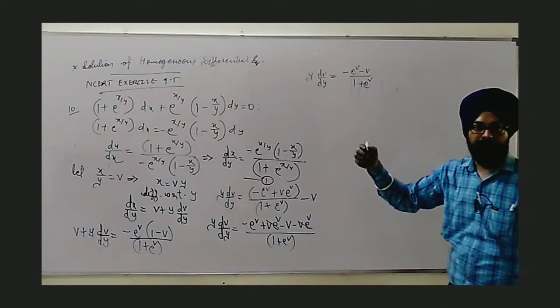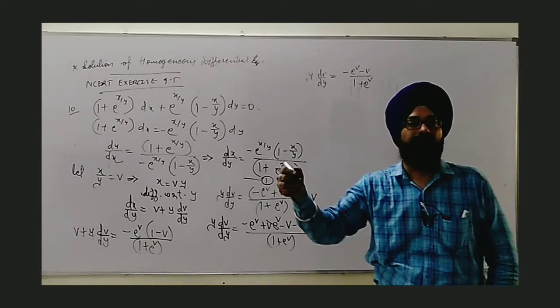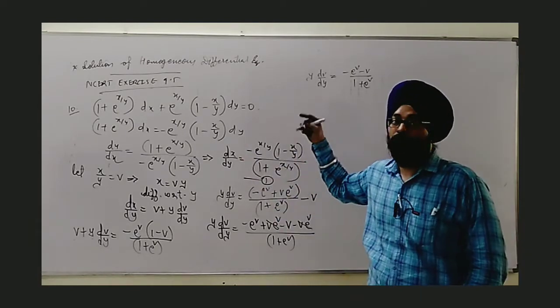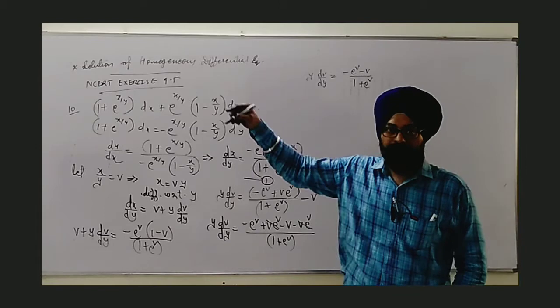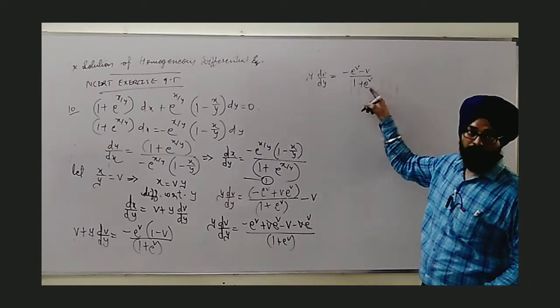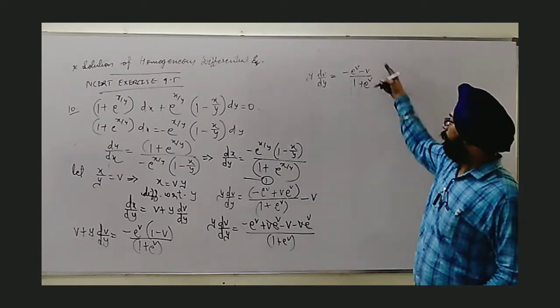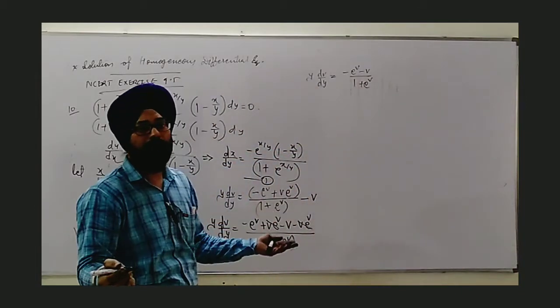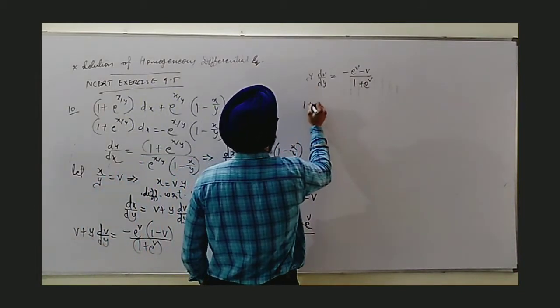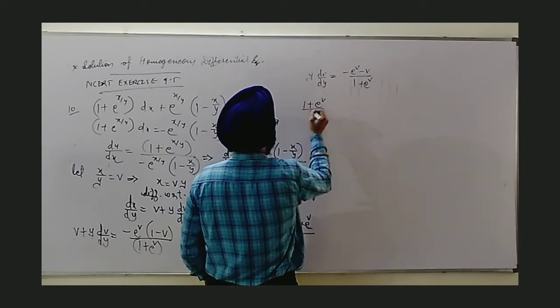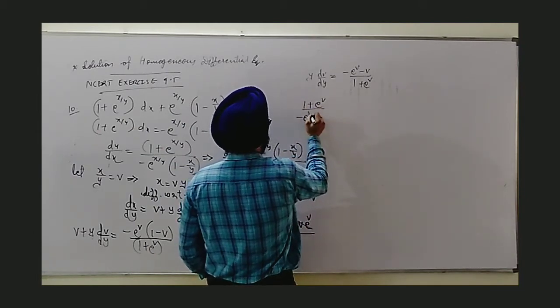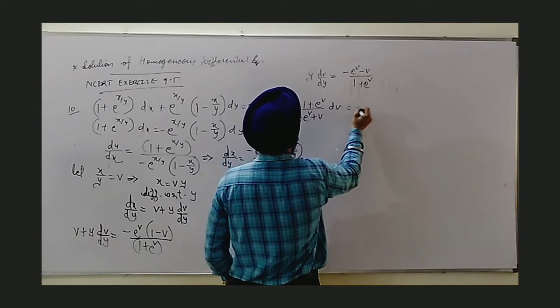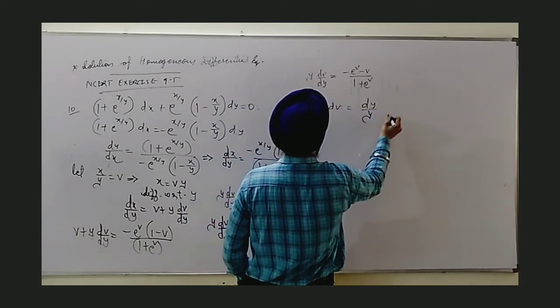Keep in mind, repeatedly when it is e raised to the power x, I say ex, or e raised to the power v, so ev. In fluency I speak this way, otherwise it is always e raised to the power. Now this whole is a function of v, so let's separate them. This converts into separable form. So we do (1 plus e raised to the power v) upon (minus ev plus v) dv equal to dy upon y.